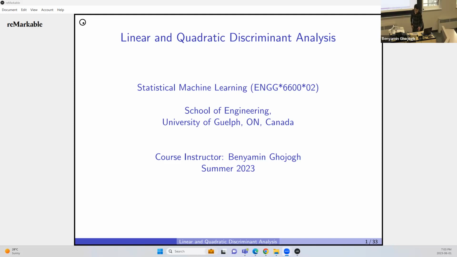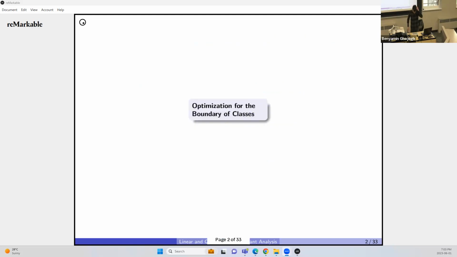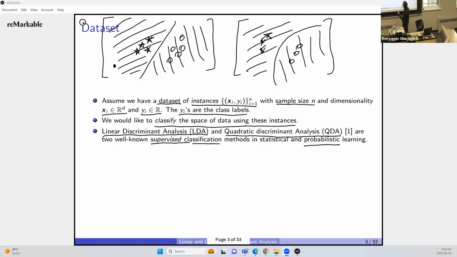Okay, let's review what we had in LDA and QDA last session very briefly, and then we'll continue from where we stopped. So we said optimization for the decision boundary. We have some data set and we want to classify them. Assume we have two classes, so it's a binary classification problem.